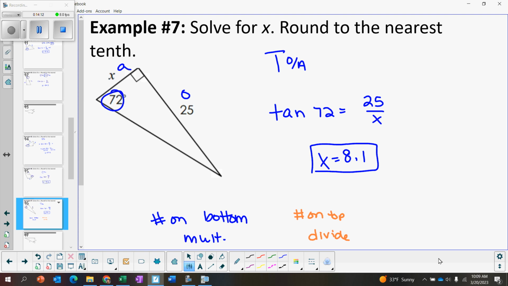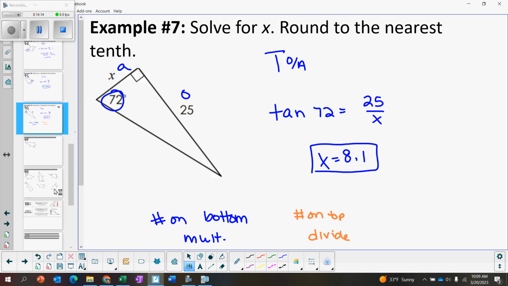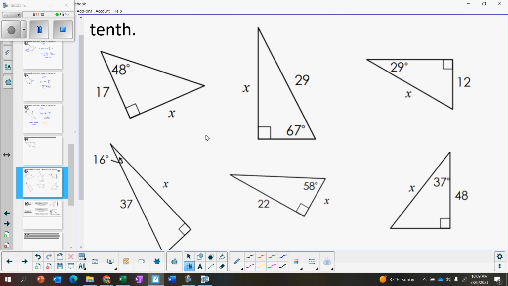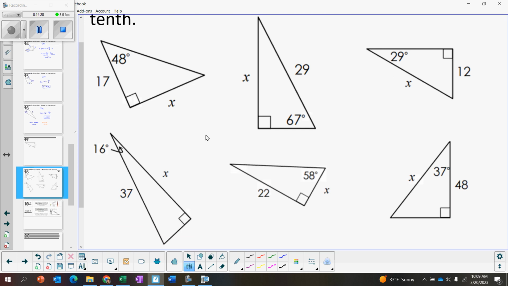All right, I'm going to skip the next example, and you can go ahead and try a set of problems. Find the missing variable, round to the tenth. Pause. When you're ready to see the answers, hit play.